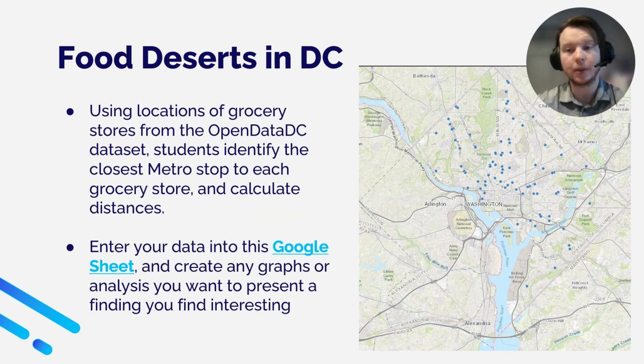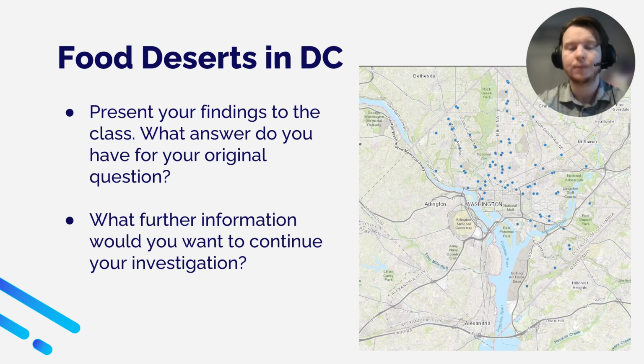Now we're having students do a bit of calculation or their own research. Students should identify the closest metro stop to each grocery store and calculate the distances from that metro stop to that store. Once they've done that, we want them to enter their data into this Google Sheet that we've prepared and create any graphs or analysis that they think would present an interesting finding or potentially help answer one of their questions. We're going to have students present those findings to the class and see if they have an answer to their original question. Some students might not, it might be still a little undecided, but some of them may have come up with some kind of response.